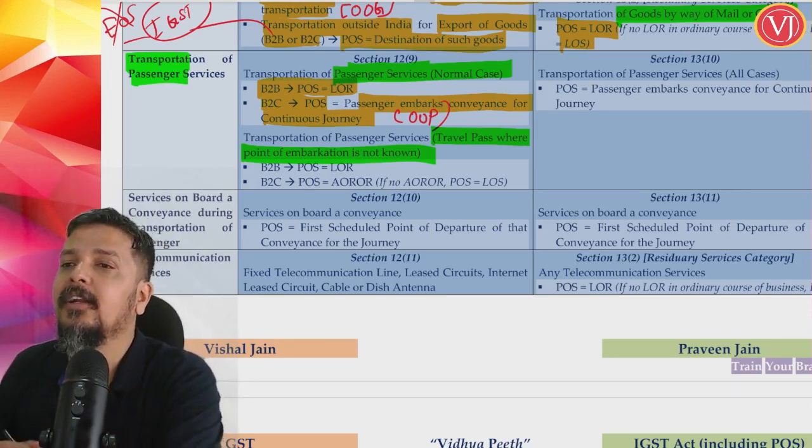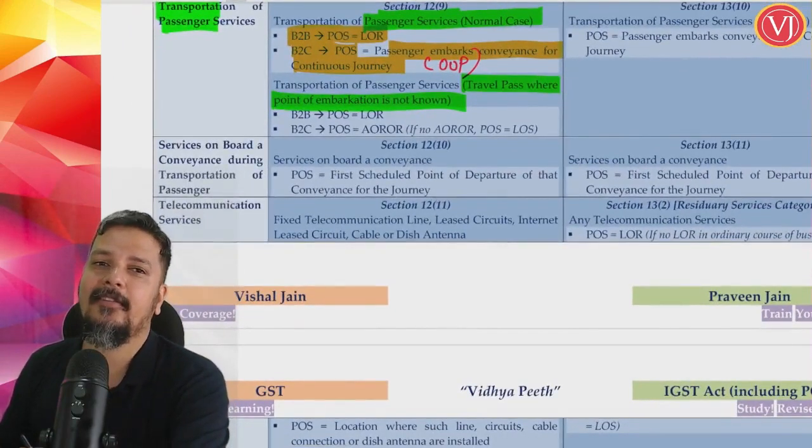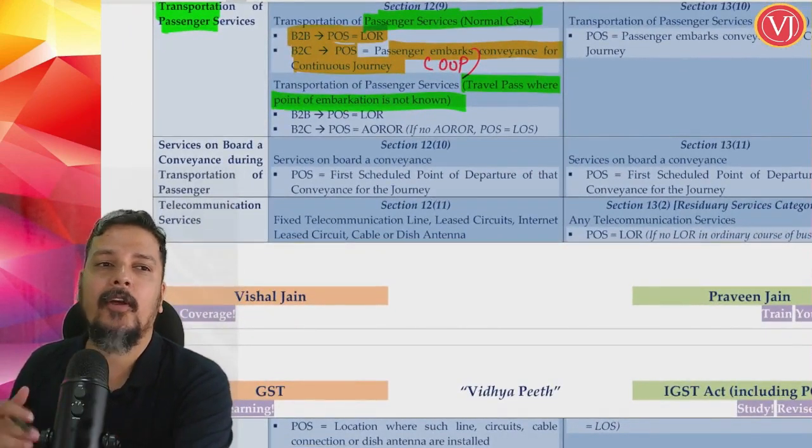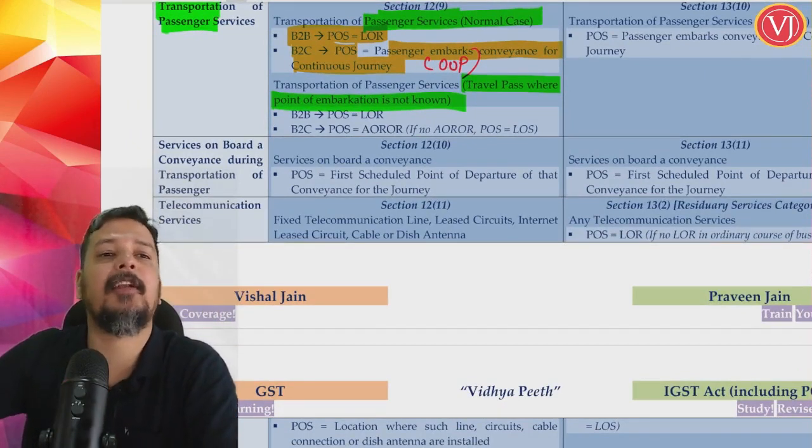What is the difficulty with respect to passes? With respect to passes, you don't know your entry point. Every time it will change. There is one contract, but you are going to travel multiple times.